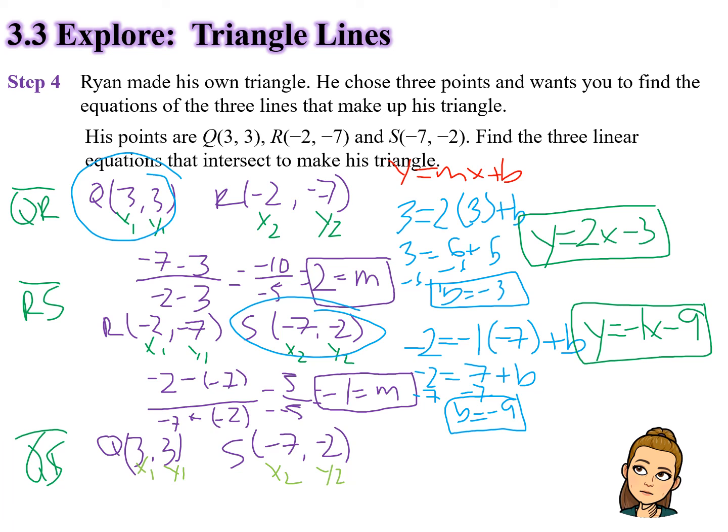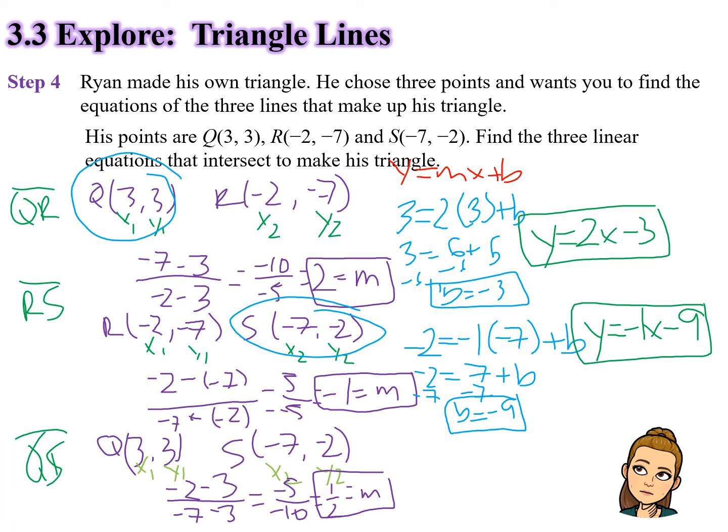When I plug them into the slope formula, I get -2 minus 3 over -7 minus 3. -2 minus 3 is -5. -7 minus 3 is -10. When I simplify my fraction here, negative over negative is positive. 5 over 10 is 1/2. So I find out that my slope is equal to 1/2.